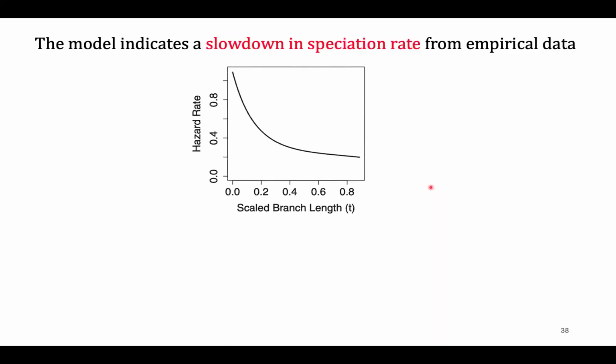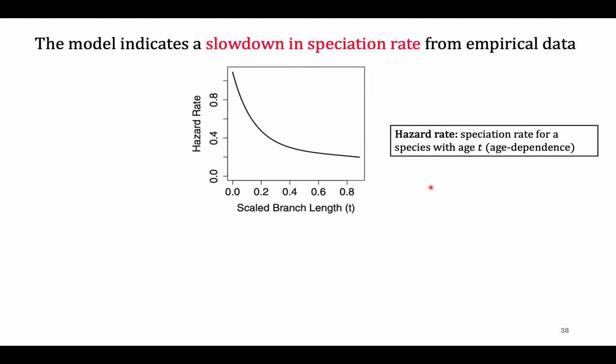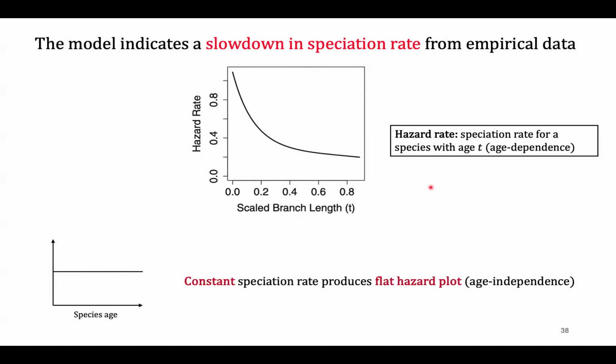And you can also talk about the hazard plot. What the hazard plot does is basically plot the speciation rates as a function of species age on the x-axis. So you can see for that data, you have basically a decreasing trend for the speciation rate. Just as a reference figure, if you have a constant speciation rate, then you will expect something like this for your hazard plot. You basically have a flat hazard plot because you have a rate that doesn't depend on the species age on your x-axis.